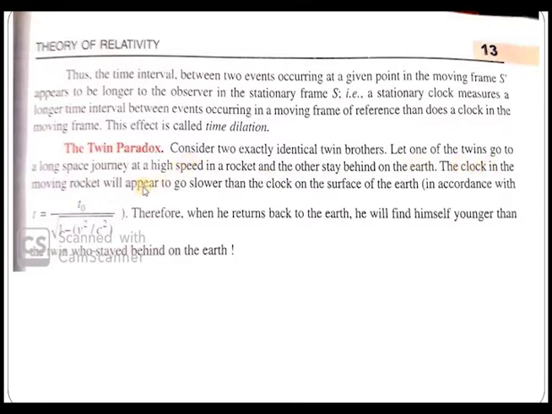And the clock in the moving rocket, what happens? The clock in the moving rocket will appear to go slower than the clock on the surface of the earth. Okay, that is moving clocks run slower. So the clock in the moving rocket, if the time elapsed between the two events in the moving rocket is 1 hour, I have told the time elapsed for the clock on the surface of the earth will be 2 or 3 hours.